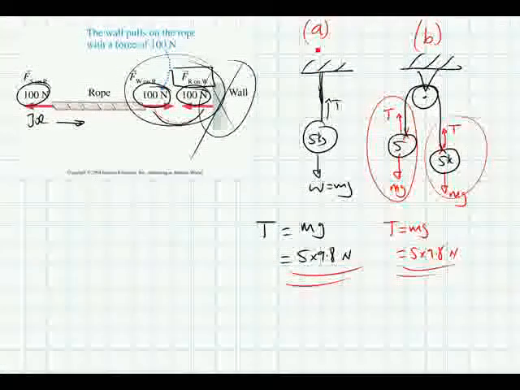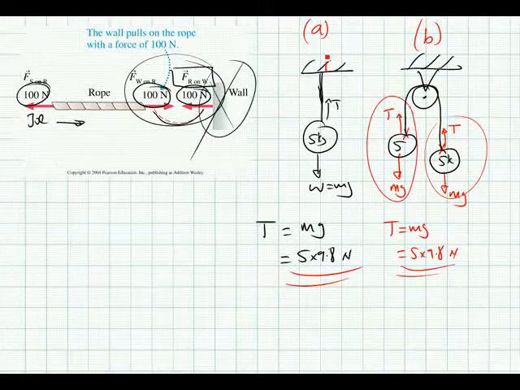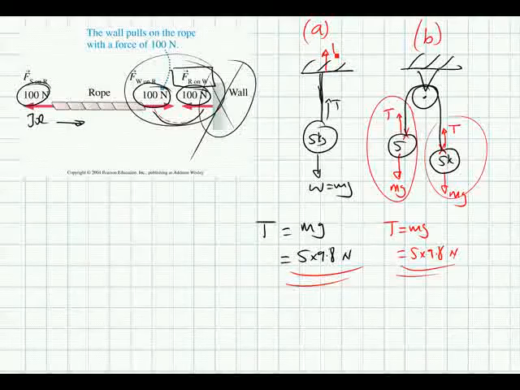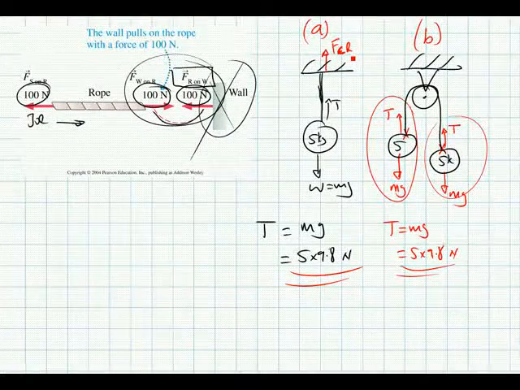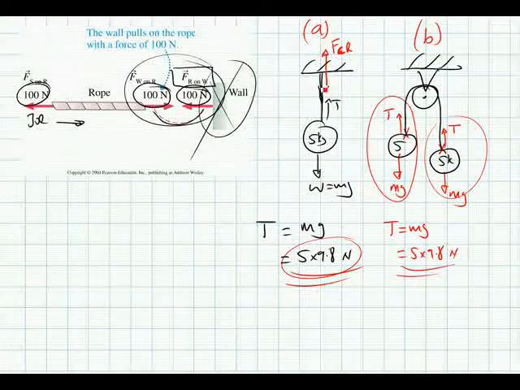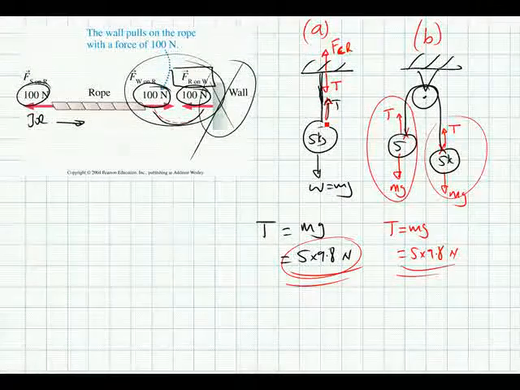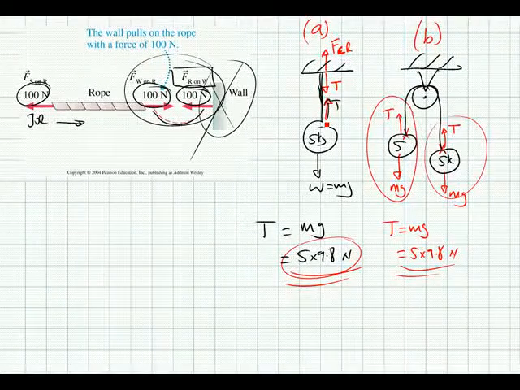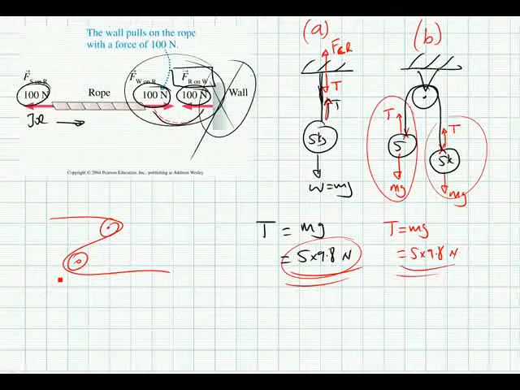In case A, we don't have a second mass, but there is a force from the wall. This is the force of the ceiling on the rope, which is equal to 5 times 9.8 newtons, because there's also tension here. Tension in the string is the same magnitude but opposite in direction at either end of the string. So please remember that. It doesn't matter how a string meanders through. So these are pulleys here.